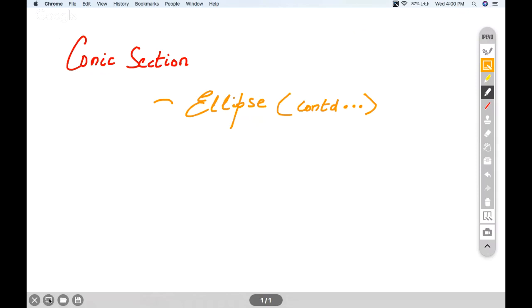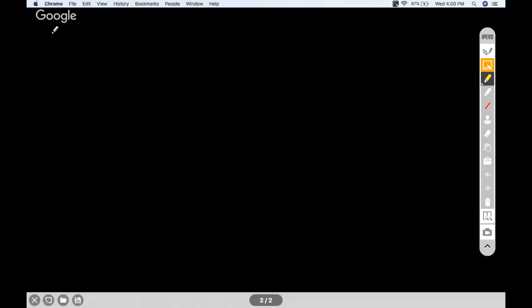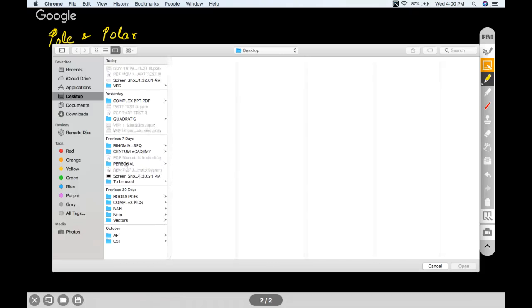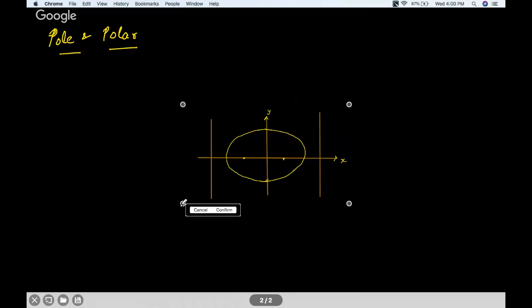So I'll start today's concept with the concept of pole and polar in case of an ellipse. So let me first load in a graph for an ellipse over here.